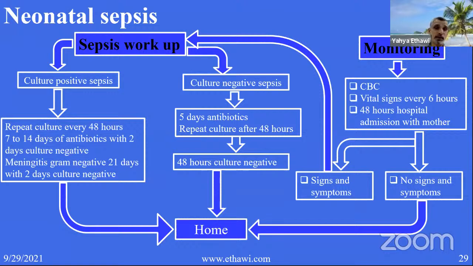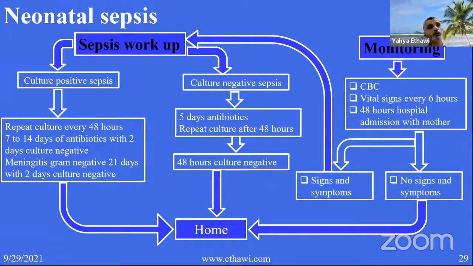So let's say you have a gram negative and you decide to go for 21 days. I usually like 2 culture negative. So I need 21 days of antibiotics and 2 culture negative. So I do culture negative on day 1 and then 48 hours and then 4 days and then 6 days and then continue until it's negative. So in gram negative, I usually like 2 culture negative, 2 days apart.